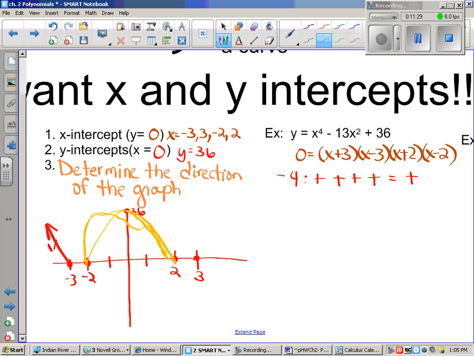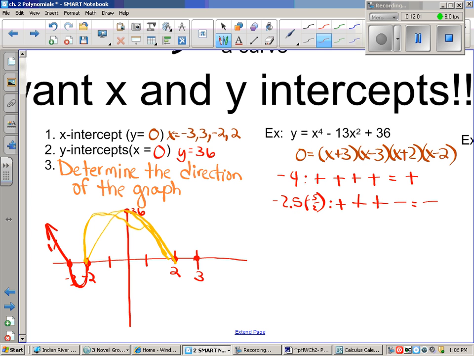Now I'm going to pick a number between -3 and -2. You could say -2.5, or rather, -5/2. When I plug that in, plus 3, that would be positive. The next one, negative. The next one, negative. The next one, negative. So again, 2 negatives make a positive. So overall, though, we still have a negative left over. So that means between -3 and -2, it goes down.